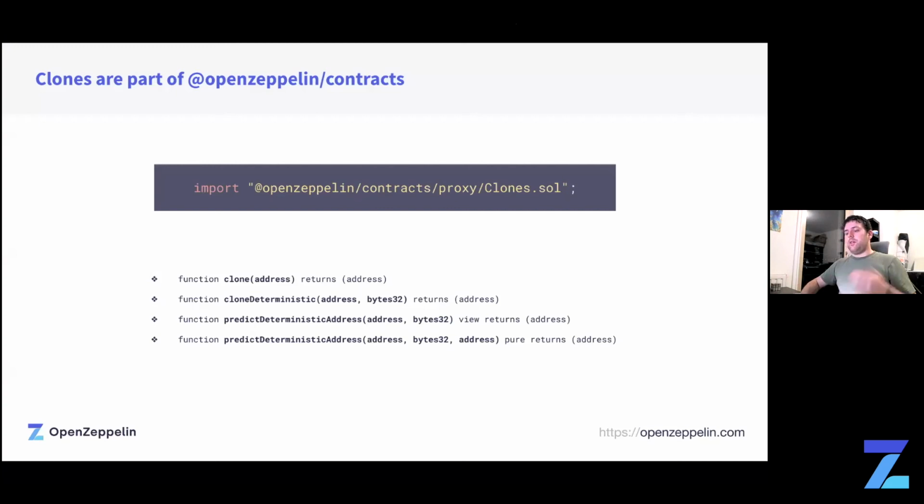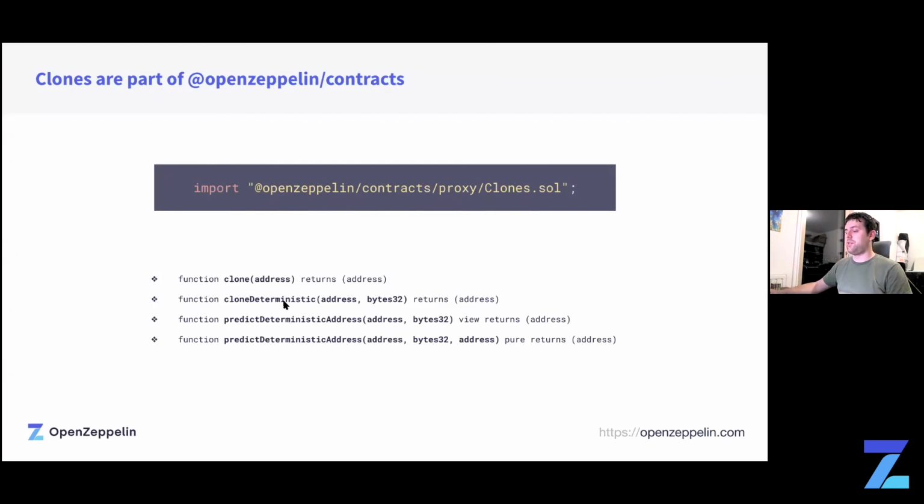So, okay. So you've seen a lot of code. Let's go back to the basics. What's in this library that I'm telling you about in the beginning? This library is available in OpenZeppelin contracts under the proxy repository. It's called clones. And basically, there is the clone function that will just create a new clone using the create mechanism. This cannot revert. It will always succeed.